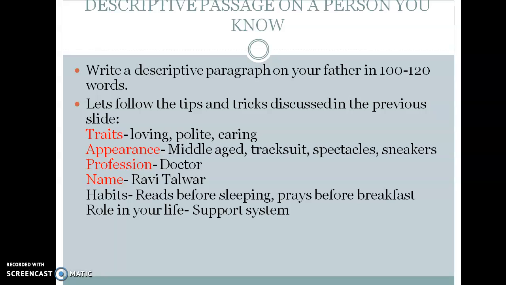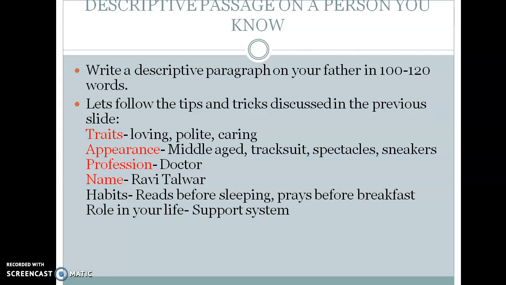Now, descriptive passage on a person you know. Now, there can be two descriptive passages. Either it can be about a person you know, for example, your father, mother, your neighbor, or it can be a person you don't know. Now, let's first try to write a descriptive paragraph on your father in 100 to 120 words.